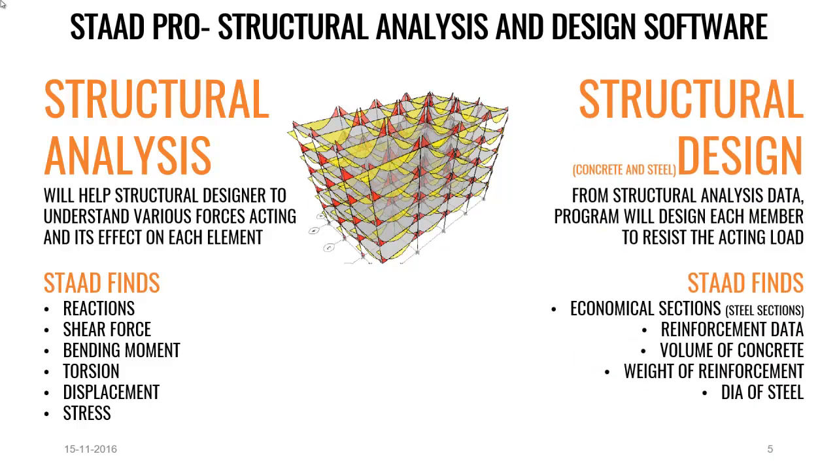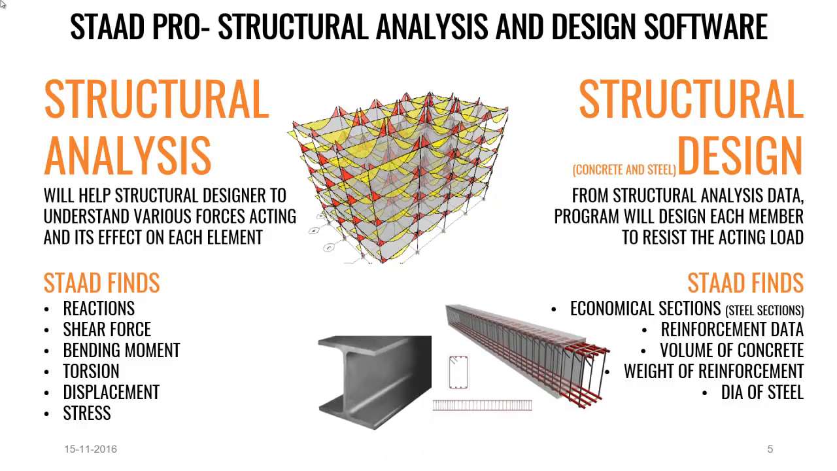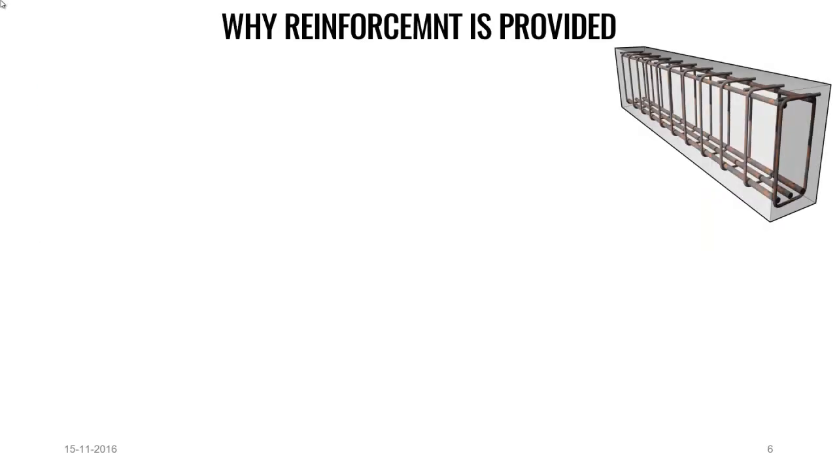Once the structural analysis is done, you are ready to go for structural design. In our course, we explain the design of concrete and steel. From the structural analysis data, the program will design each member to resist the acting load. After design, the program tells you the reinforcement details, economical sections, volume of concrete required, weight of reinforcement, dia of steel, etc. Why is reinforcement provided to a beam?